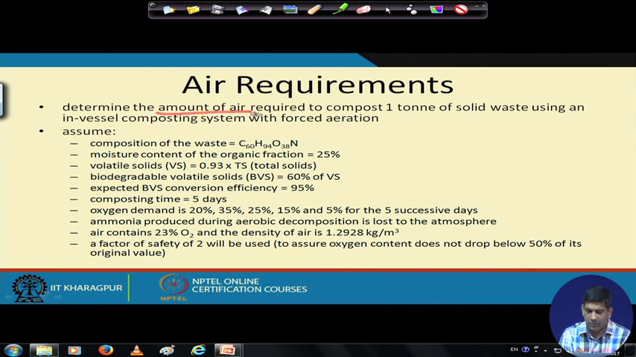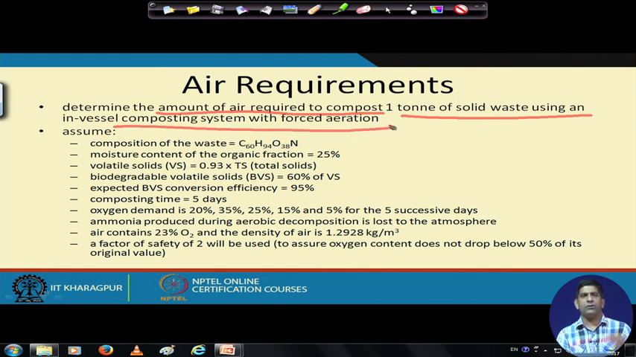In this problem, it says: amount of air required to compost 1 ton of solid waste using an in-vessel composting system with forced aeration. So we are trying to add air to it. We have been given the composition of the waste, so the formula of the waste is already given. How was this derived? The composition, as you can see, is C60, H94, oxygen 38, and nitrogen. For certain types of agricultural waste, based on research done earlier, there are some compost books out there. From there you can get the formula directly.